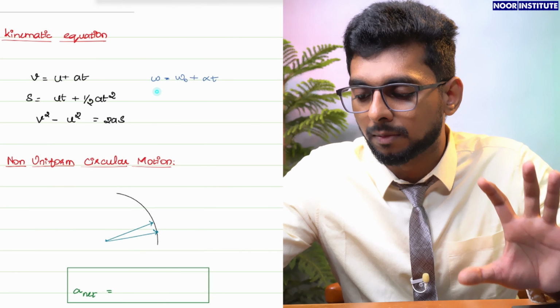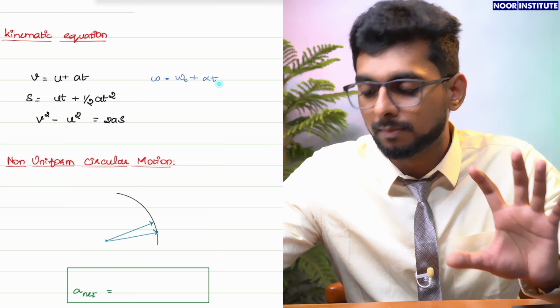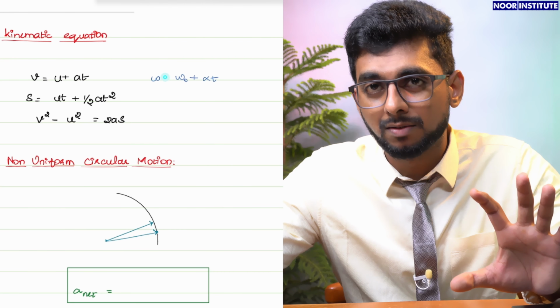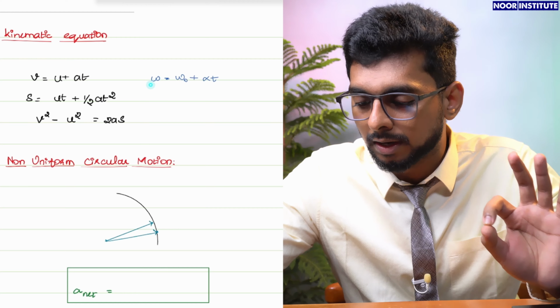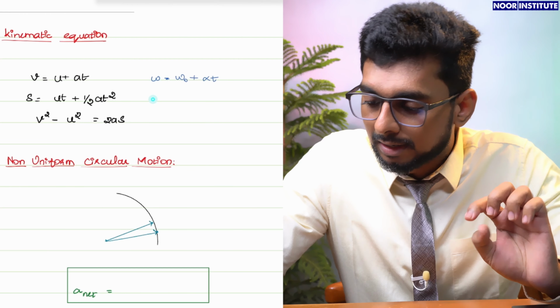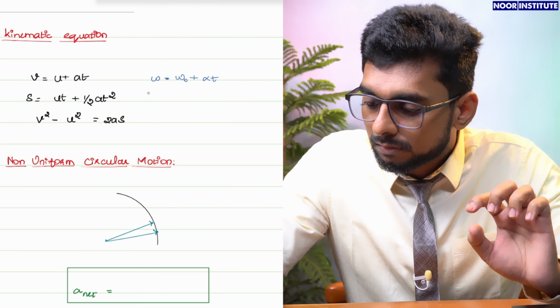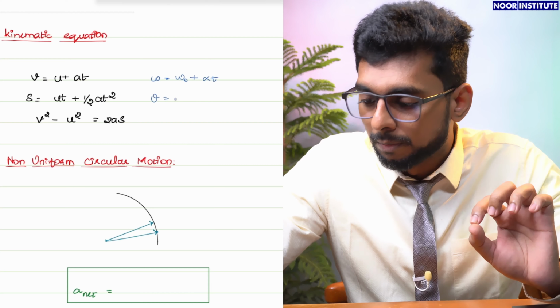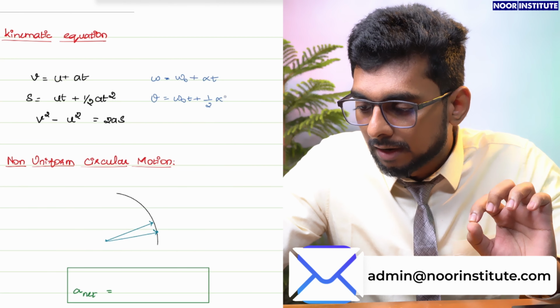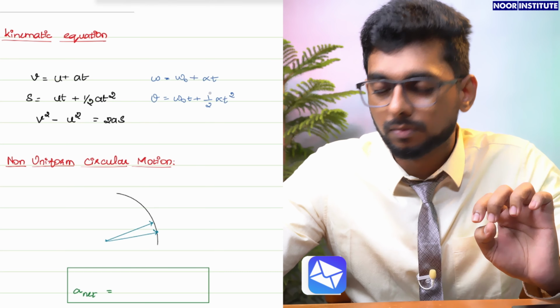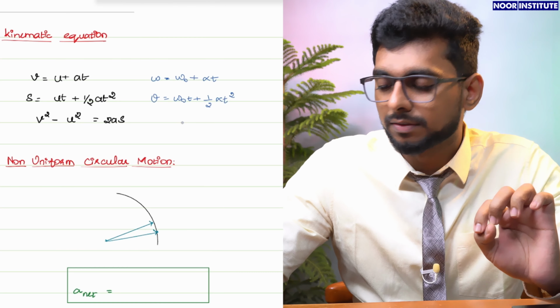Okay, so you've got omega, which is equal to omega naught plus alpha t. So the initial angular velocity was omega naught and the final angular velocity was omega. Then you have theta, which is equal to omega naught t plus half alpha t square. Okay, so that's the kinematic equation for rotation.